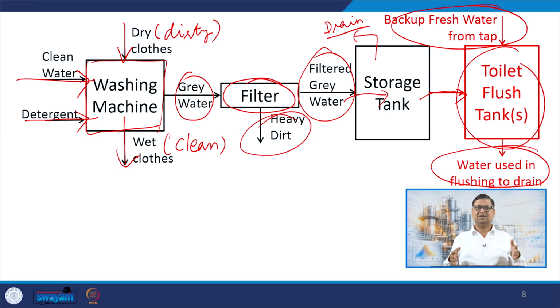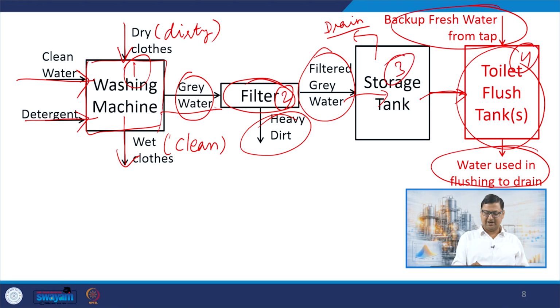Because once I do that, then I can identify what are the main units. In this case, the main units are washing machine, filter, storage tank, and the toilet flush tank, and we can identify all these streams, and then we can perform maybe material balances, energy balances, and we can find things like what is the saving of fresh water by this system. Whatever we are interested in for this particular problem, one can figure out once I have an understanding of how many streams are there, how it is connected, what properties I have to specify for the stream, what equations I have to solve for each of the units, and things of that sort.